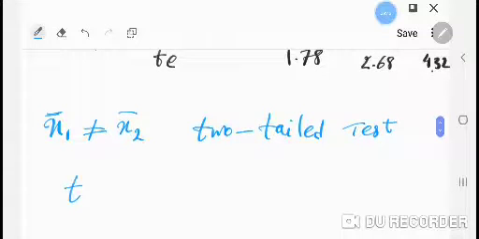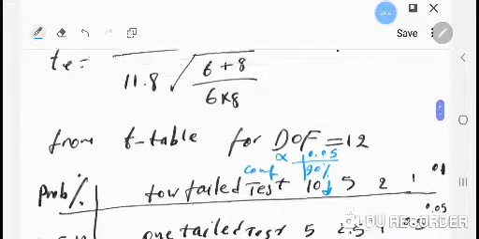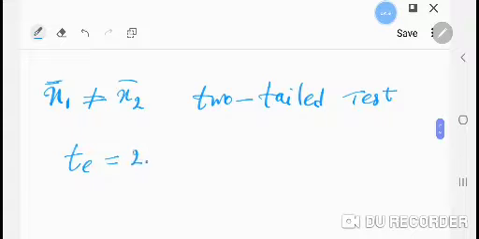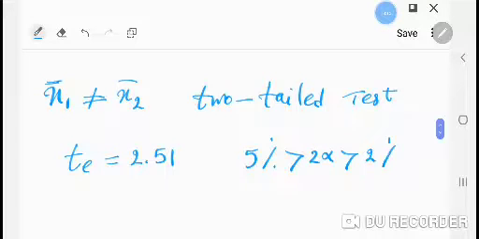Where t in the t-table is equal to 2.51, it corresponds to 5%, which is greater than 2%, so alpha is greater than 2%. The two means are significantly different.